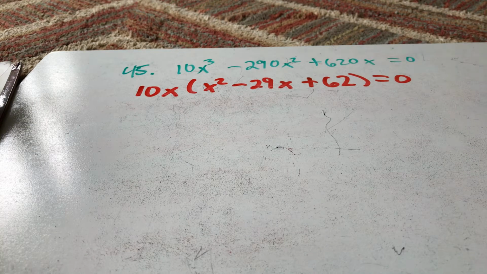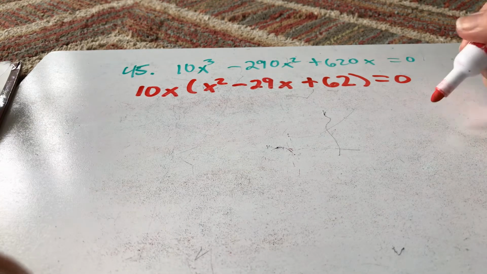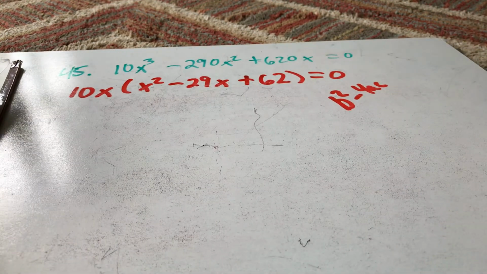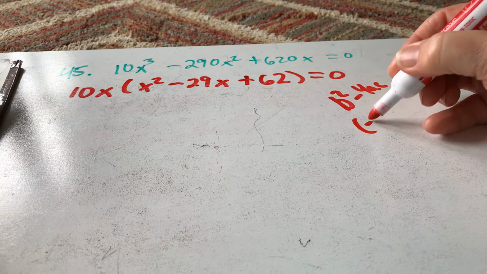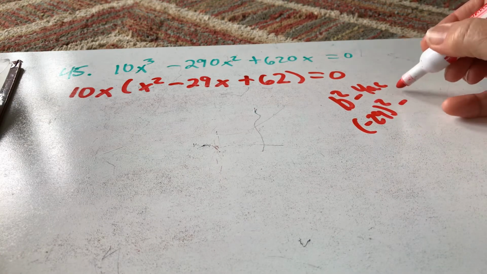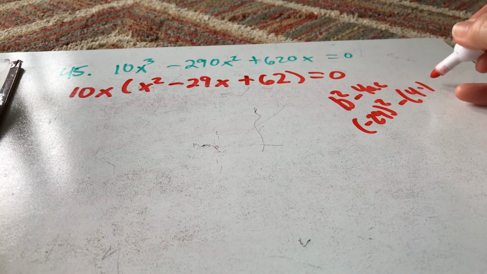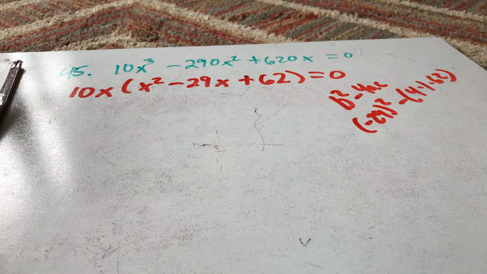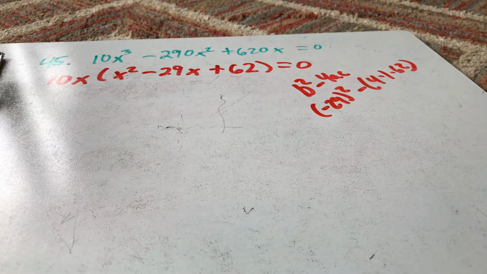So on number 45, let's say you're just trying to find those two numbers, but if you do b squared minus 4ac, and I do negative 29 squared minus 4 times 1 times 62, I get, I think, 593. If you want me to do that all the way through, I can.